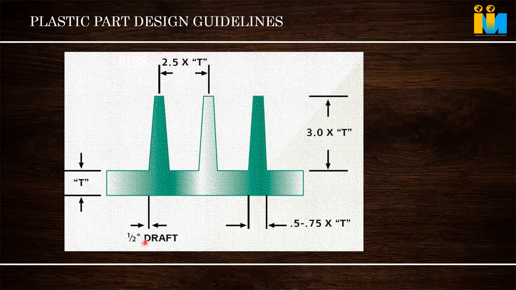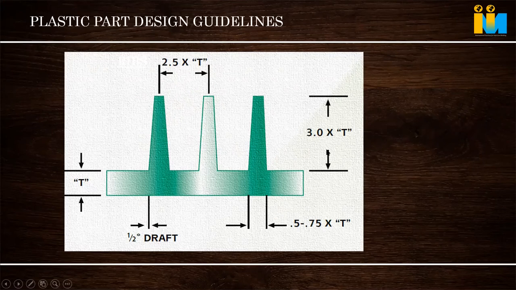Then give a draft of half a degree, 1 degree, generous draft. Then the distance, this is a rib. The distance should be 2.5 times the T, and this bottom area should be 0.5 to 0.75 T. If it is more, then sink marks come in this area. If it is more, I'll show you what will happen. I'll exit the presentation. It also depends on the material, right?